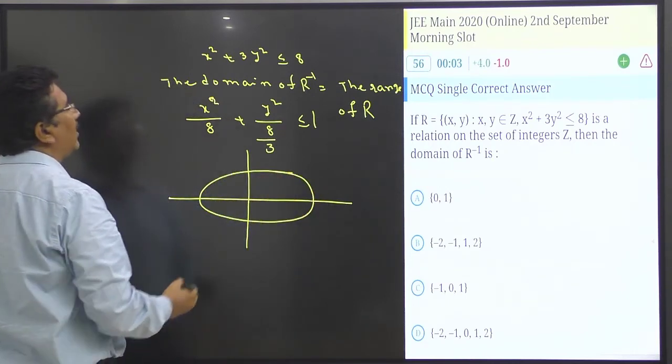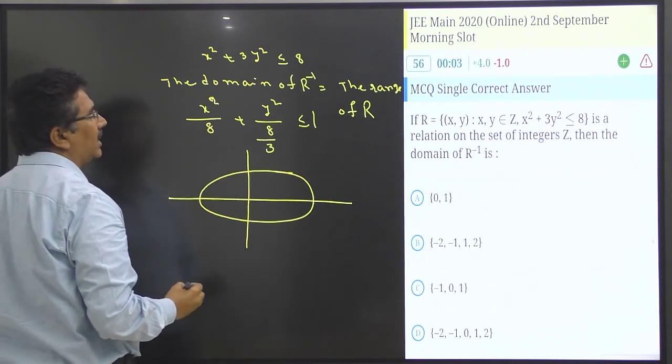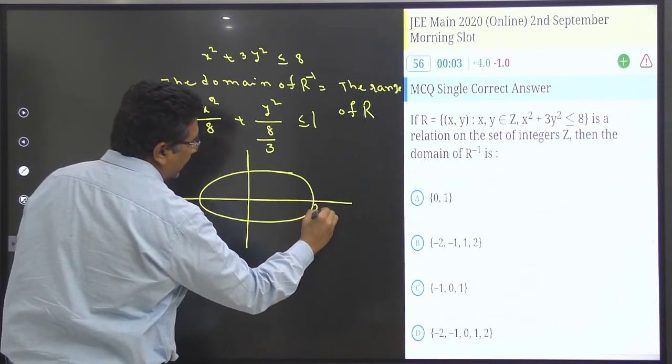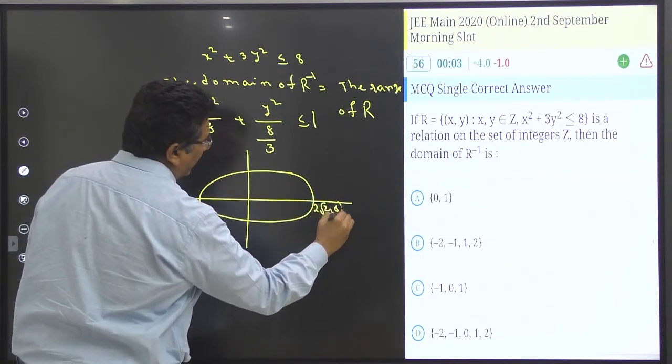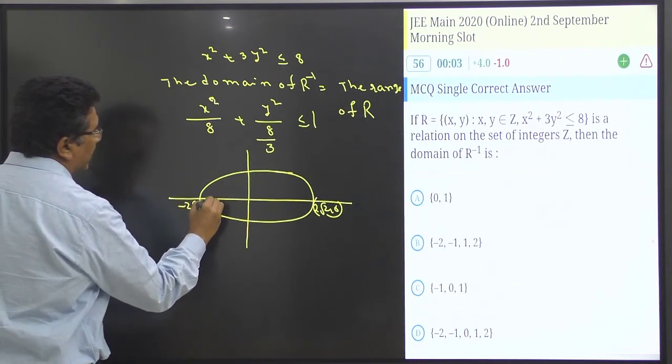The values of a: a square is equal to 8, so a is equal to plus or minus 2 root 2. The points are (2 root 2, 0) and (minus 2 root 2, 0).